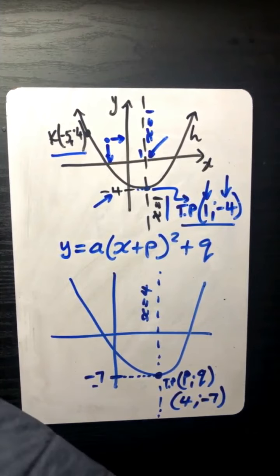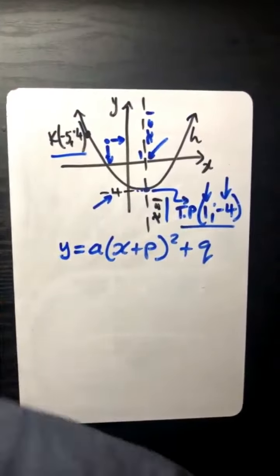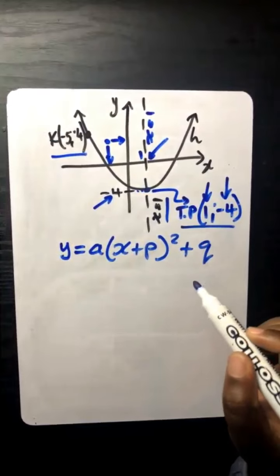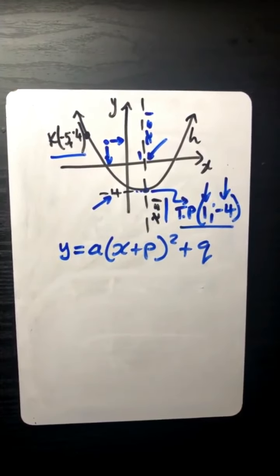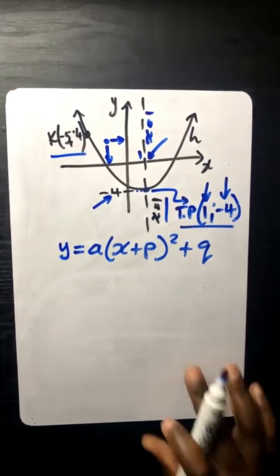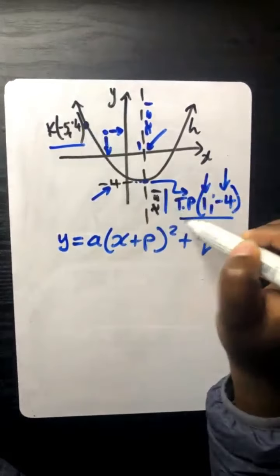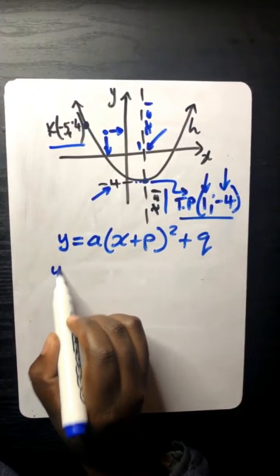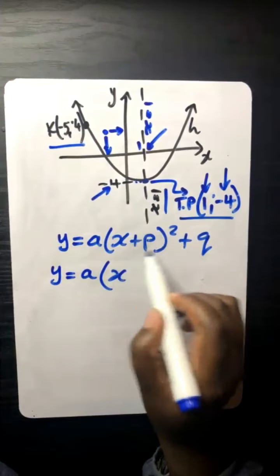No, sir. Okay, so now that we agree on the turning points, Lerato, do you now agree, does it make sense, that part? Yes, sir. Okay, so now that we've got 1 point, which is that one, and the turning point, then we can substitute. So this is how you do it. You say y is equal to a into x. What is the value of p?